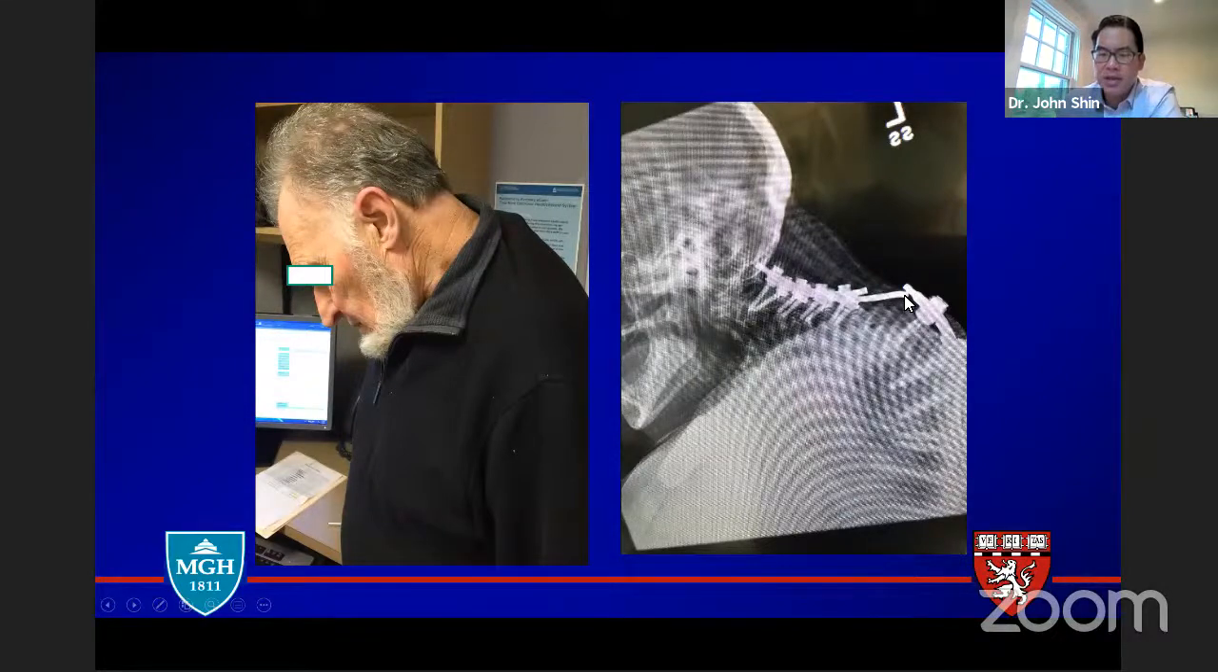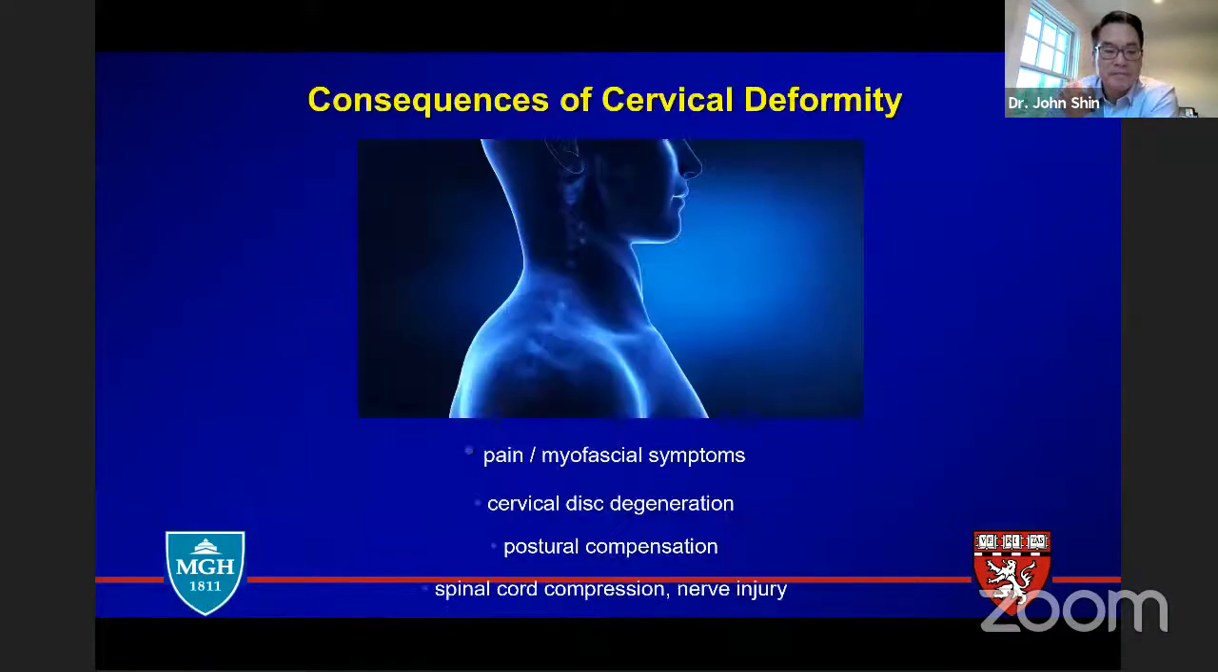And in this case, you can see where that fracture was, right at the connection between the rod, between the cervical and the thoracic instrumentation. That, in this case, caused a significant kyphosis and deformity.